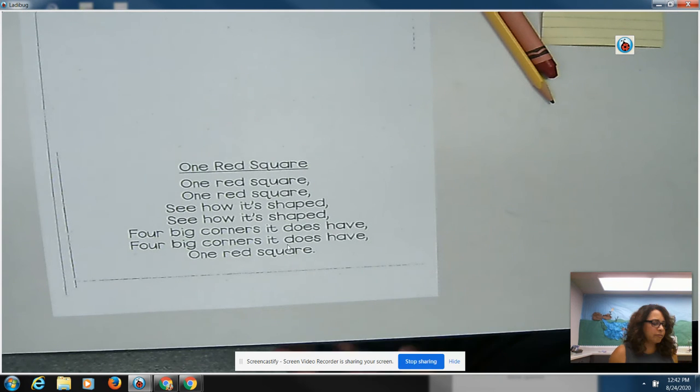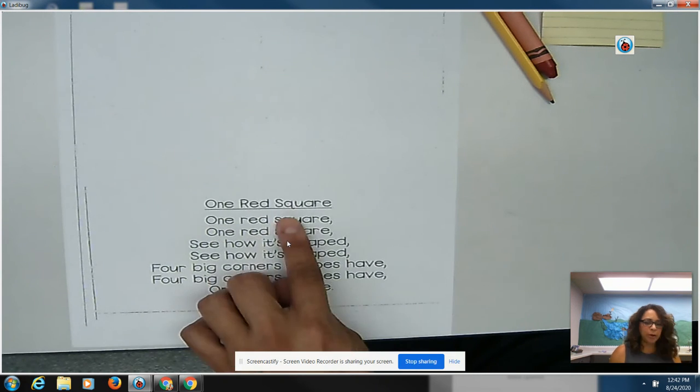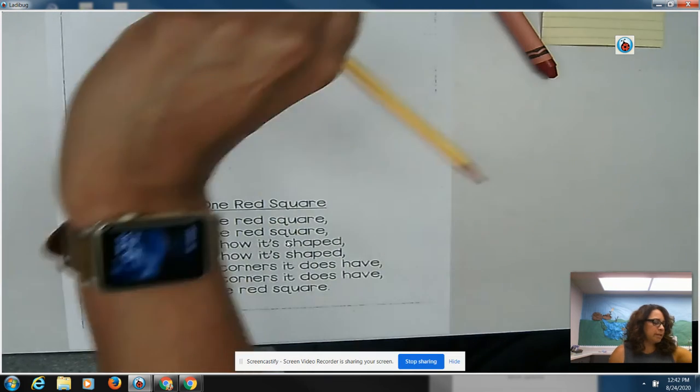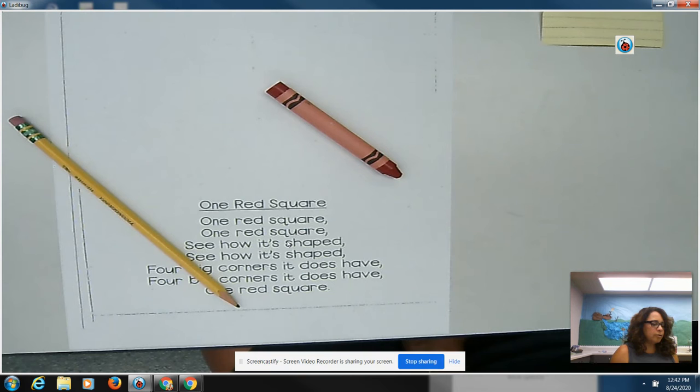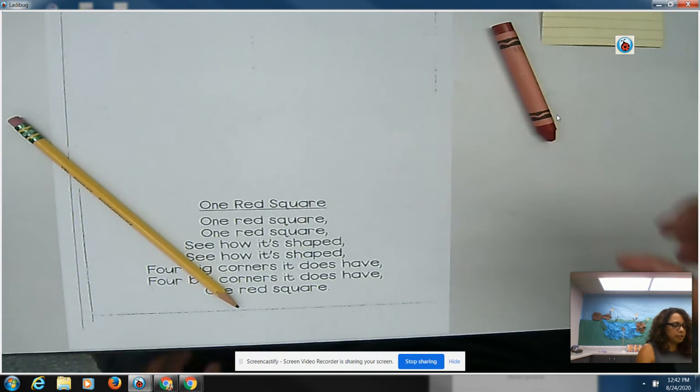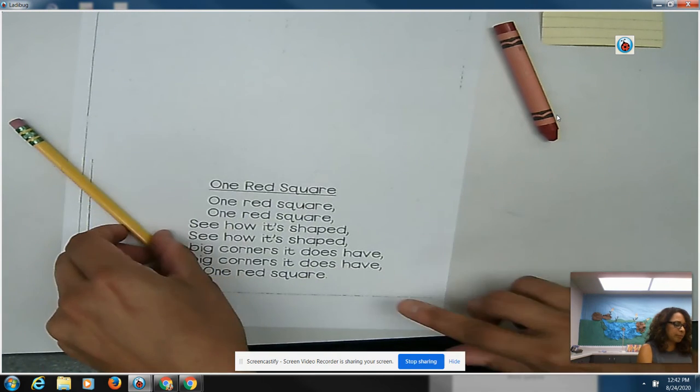So, we are going to do our little poem. I'd like for you to find your One Red Square poem. You're going to need a pencil and your red crayon. When we do poems, we like to study the words and draw pictures that go with our poem. So the first thing I'm going to do is read you the poem.